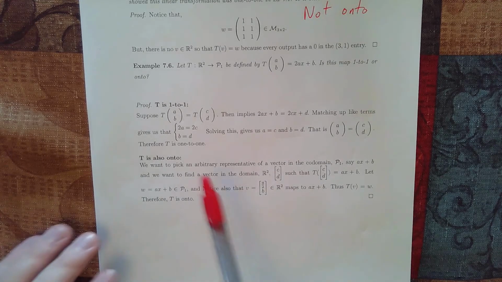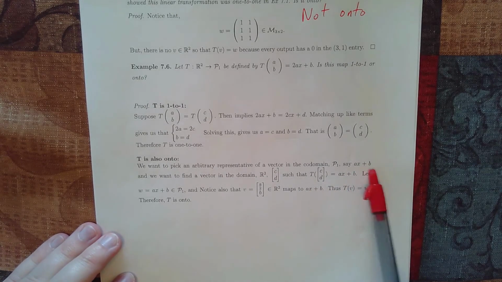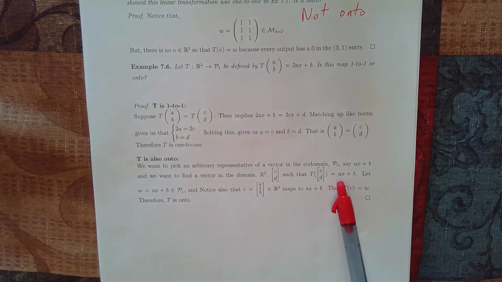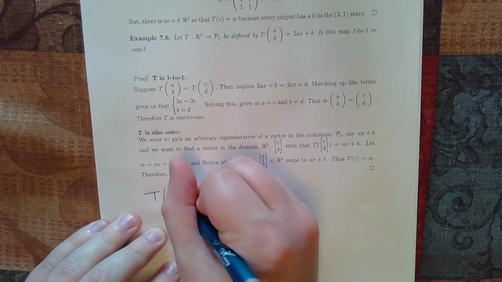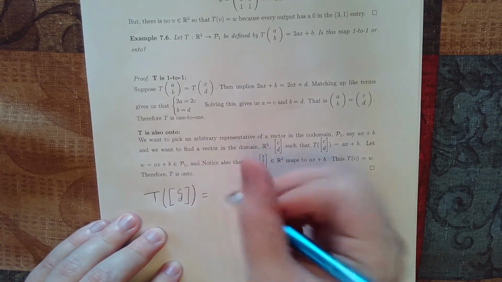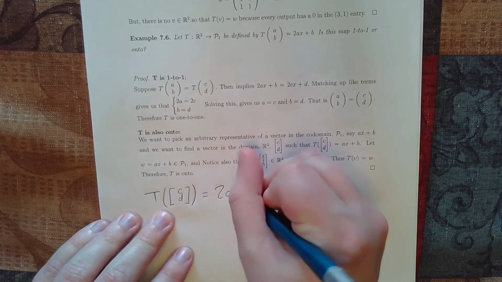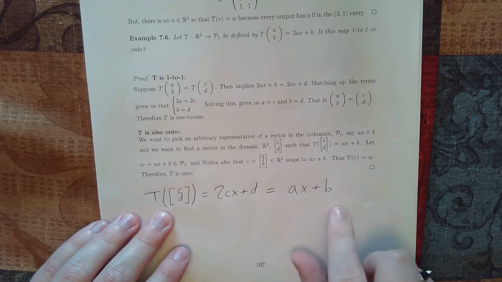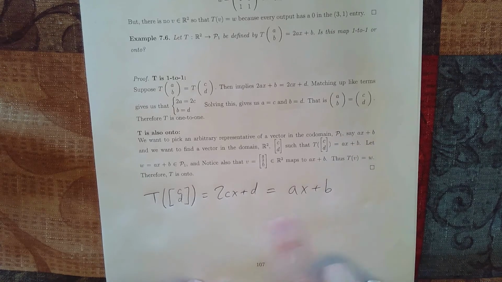In order to show that T is also onto, we need to pick an arbitrary representative of the codomain. In this case, we'll just pick AX plus B. And we want to figure out if there's a vector that can map to get AX plus B as the output. So the idea is we're going to go ahead and take some C, D as our input, and if we transform C, D using our function, we get 2CX plus D, and we want to know if there's an arbitrary AX plus B that we can get. So I don't know what A and B are, but I want to make sure, since it's some random thing in P1, that I can get it.